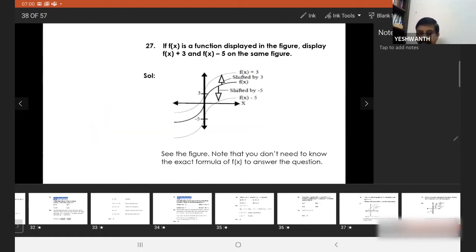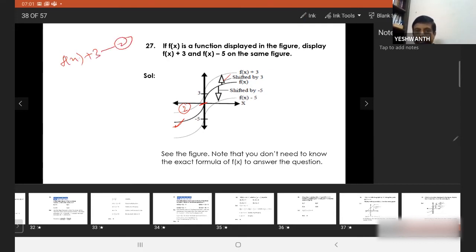Let us go to the next question. You see here, f of x is a function displayed in the figure, meaning this dark color. This is f of x. Display f of x plus 3. You see when x is 0, y is 0. F of x plus 3 means what? This will push up by 3 units. At every place of x for this function, push it upwards by 3 units, like this. So you'll get this graph 2. Graph 2 is f of x plus 3.